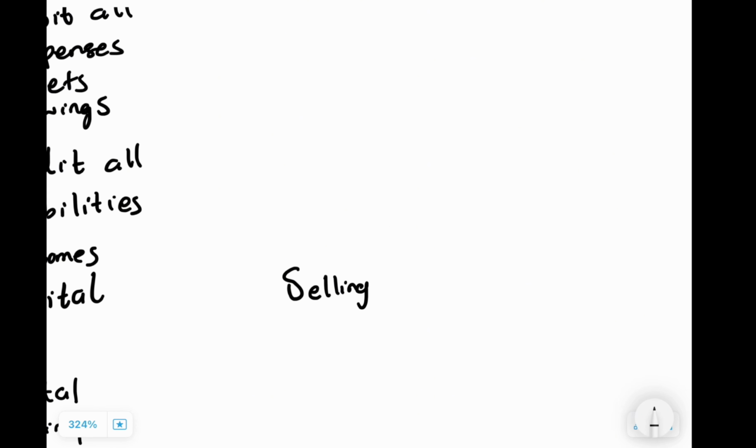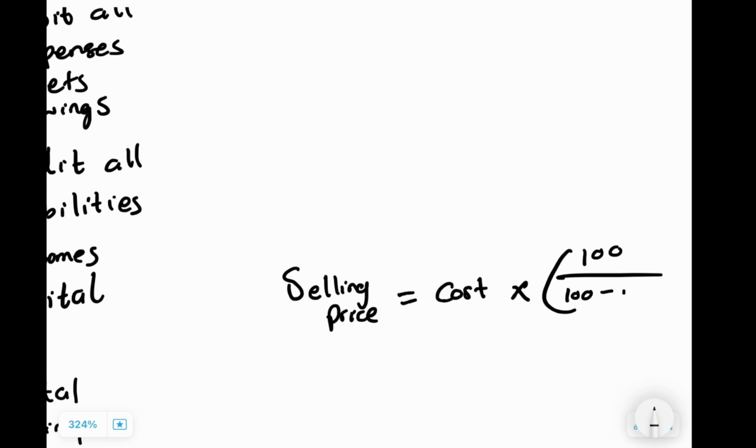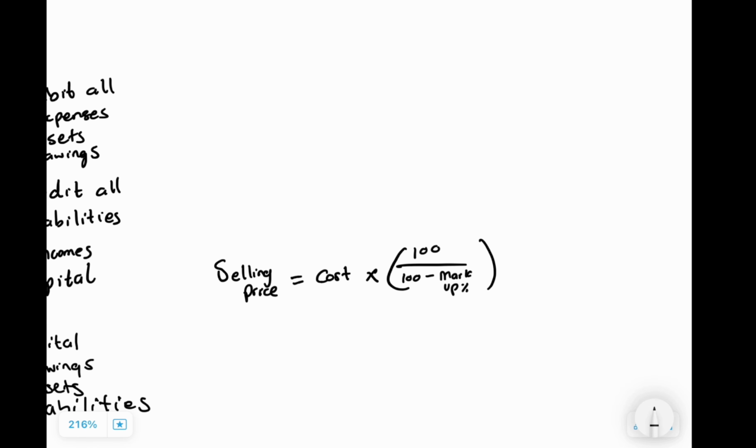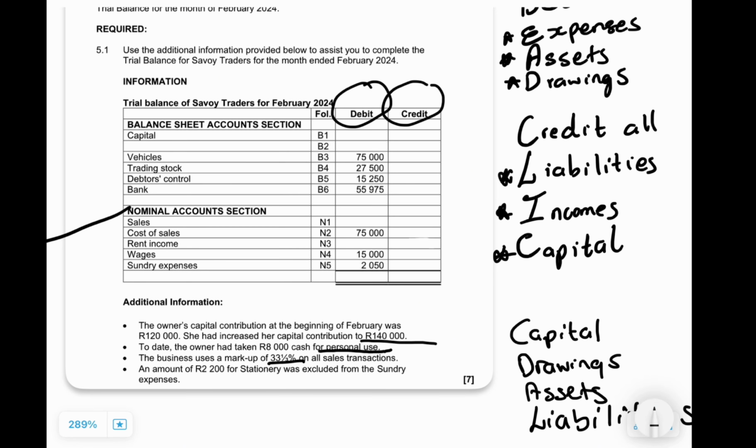To get your selling price, you're going to say cost multiplied by 100 divided by 100 minus the markup percentage, and then you will get your selling price. Now let us use the markup percentage that has been given to us. We are going to use it either to calculate the cost of sales or the sales. When you look at your trial balance, we are given a cost of sales already, which means now we have to calculate our sales.